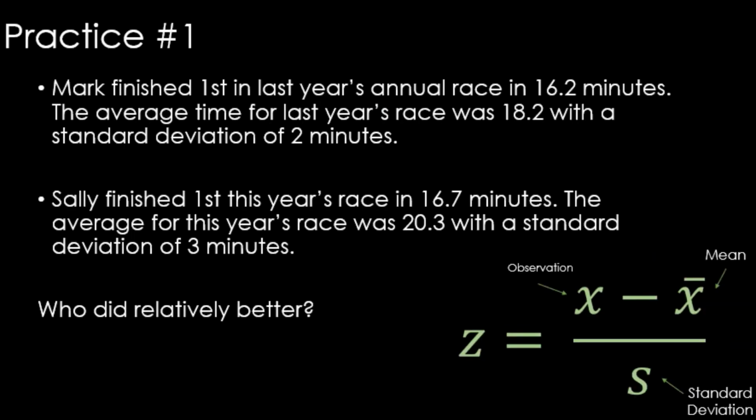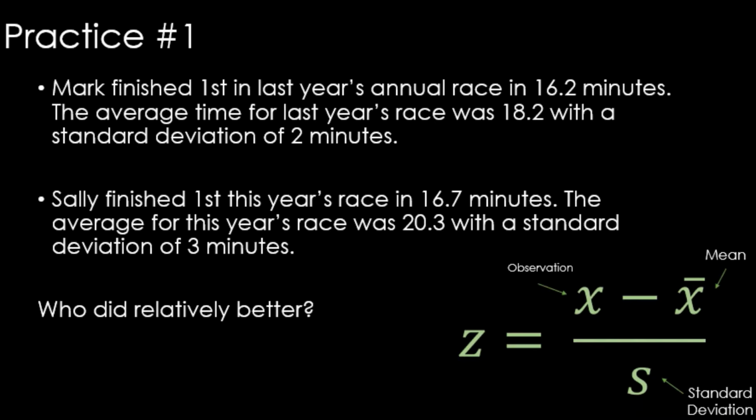Let's do a practice problem to see how this works. Here's a common question that you'll see in this section. Mark finished first in last year's annual race in 16.2 minutes. The average time for last year's race was 18.2, with a standard deviation of 2 minutes. Sally finished first in this year's race in 16.7 minutes. The average for this year's race was 20.3 with a standard deviation of 3.